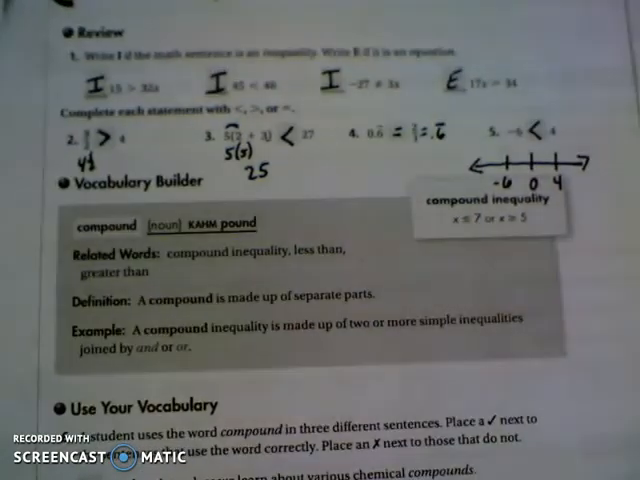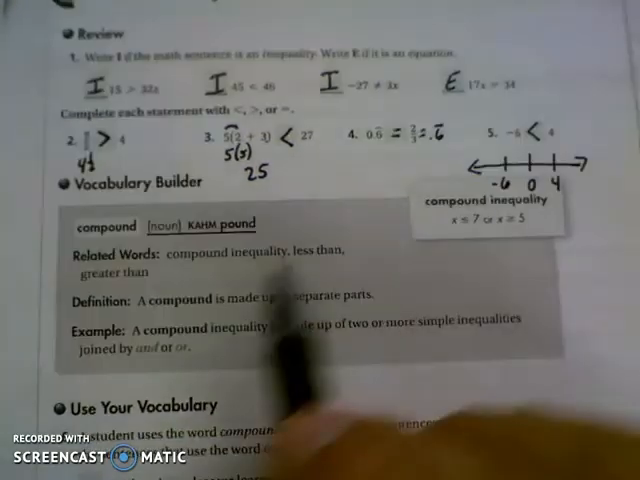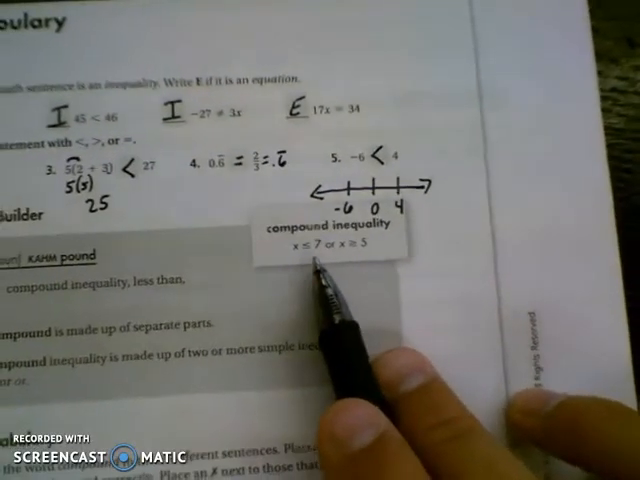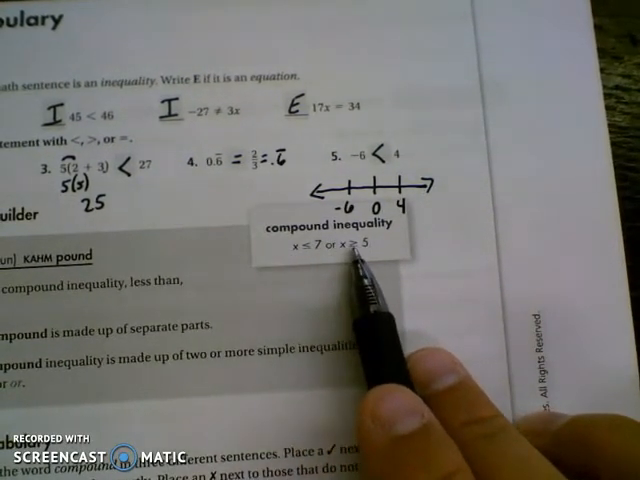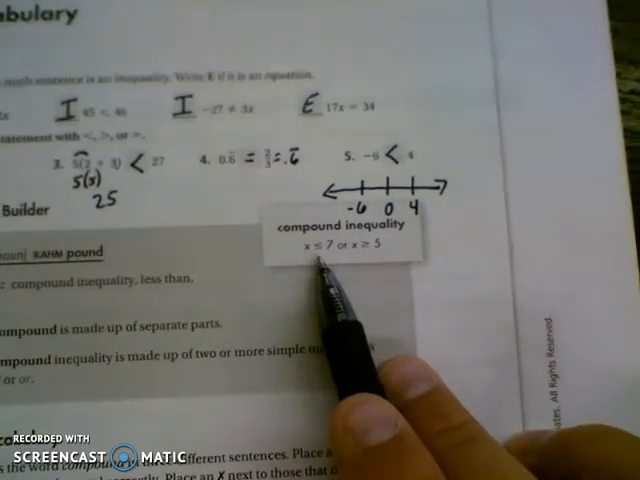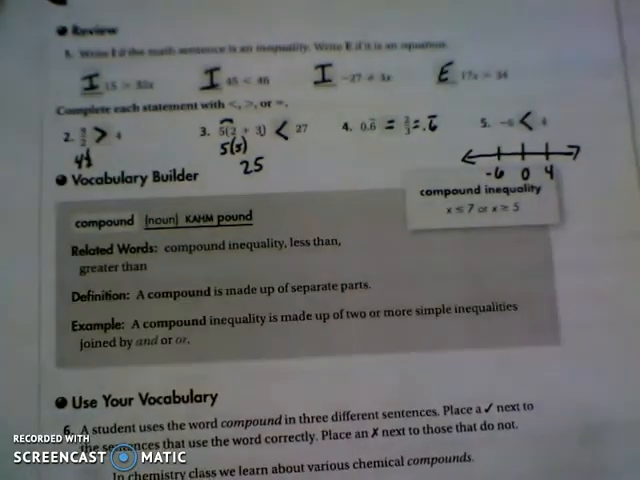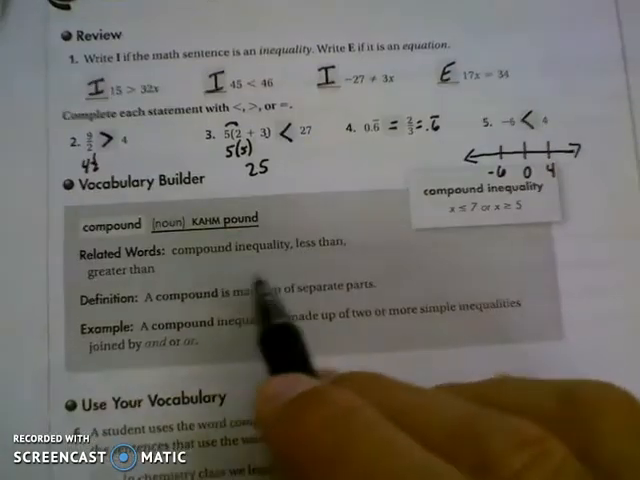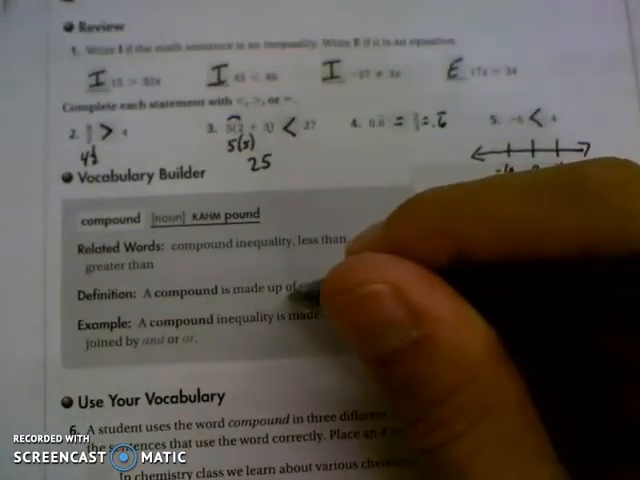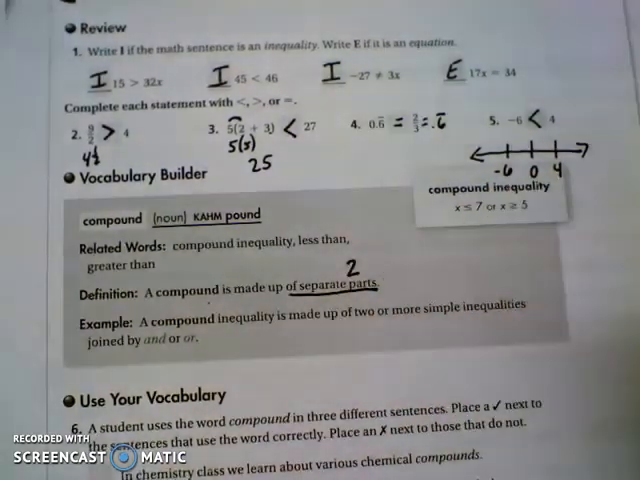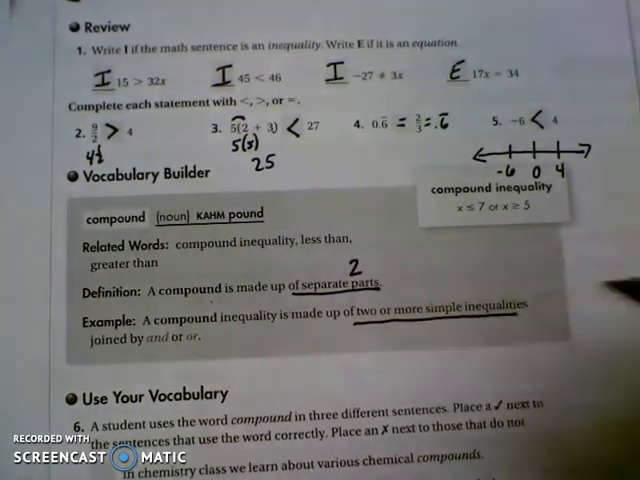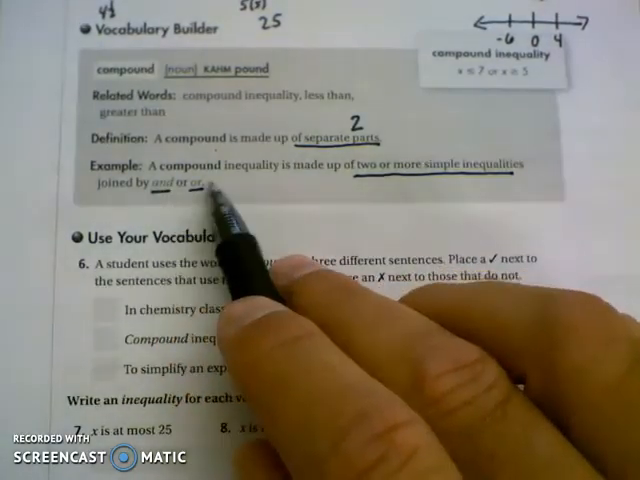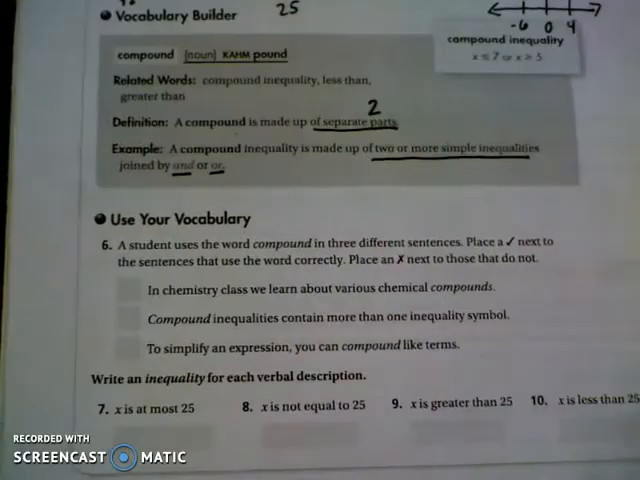Okay, compound inequality is less than or greater than. Sometimes you have a compound inequality and you have x is less than 7 or x is greater than or equal to 5. And this is actually x is less than or equal to 7. So a compound inequality is again defined as more than 1. Definition: a compound is made up of separate parts, usually 2 or more simple inequalities joined by the words and or. That's the key thing. And means both, or means not both. We'll show some examples in a second.